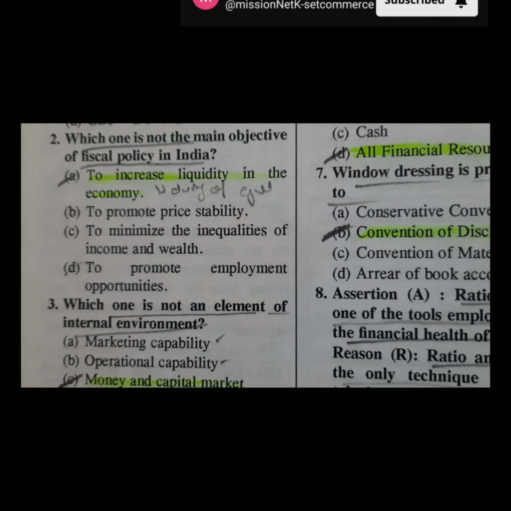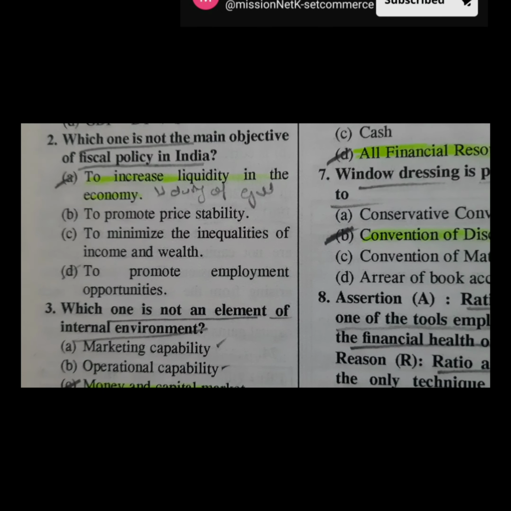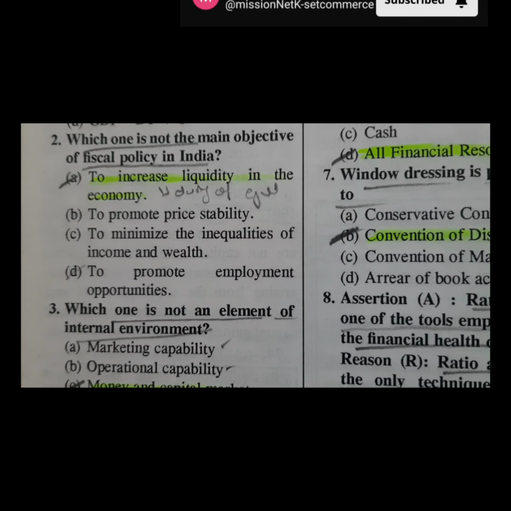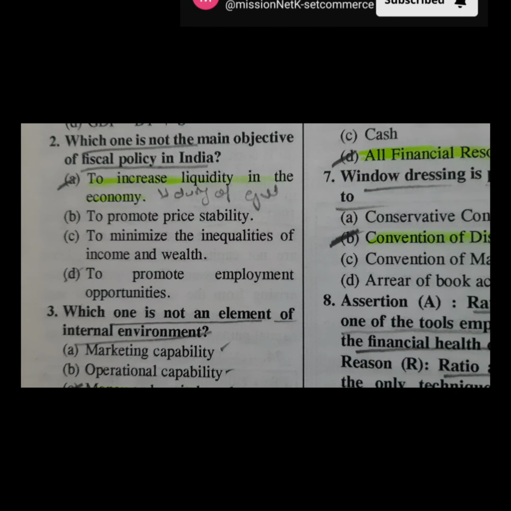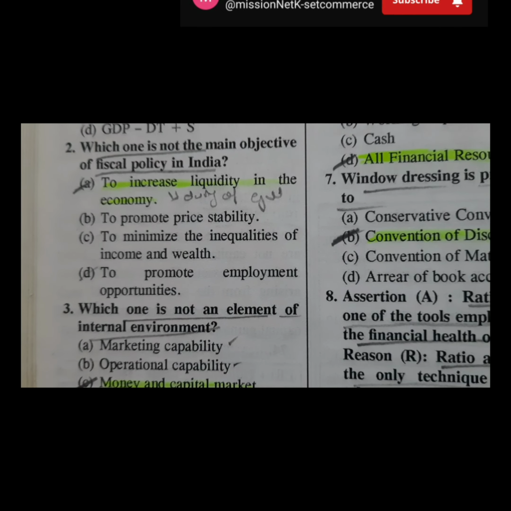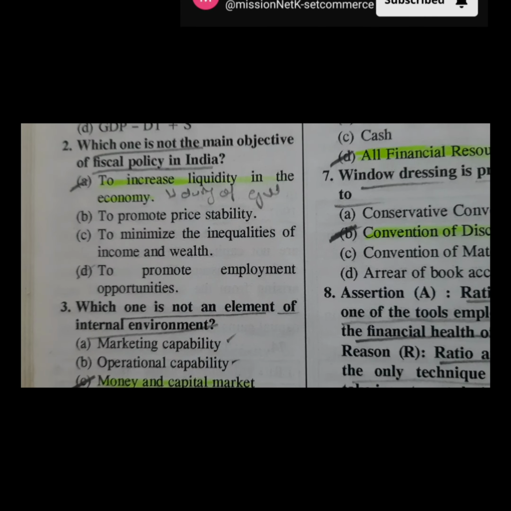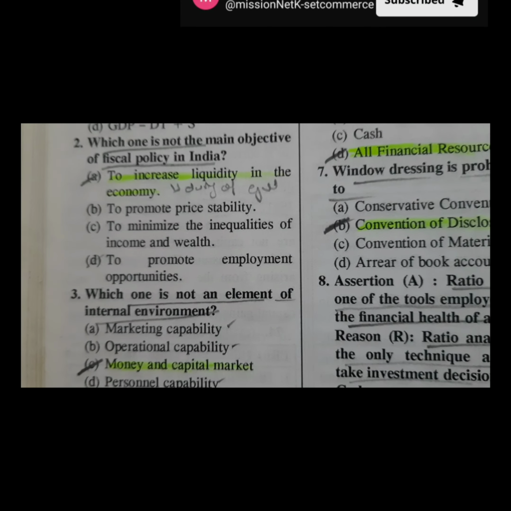The next question is which one is not the main objective of fiscal policy in India? The right answer is option A, to increase liquidity in the economy. This is not the main objective of fiscal policy in India. This is the duty of the government.